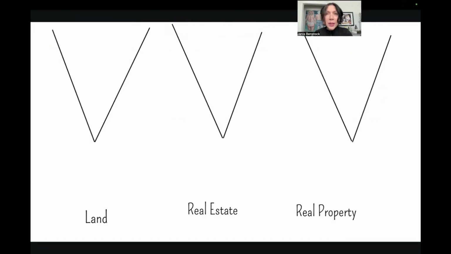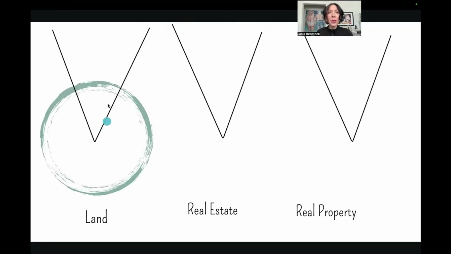Today, we're going to talk about land, real estate, and real property and what this actually means. Let's get into it. The real estate exam is going to test you on these three terms because they have distinct definitions when it comes to real estate. The first one is land. And when we talk about land, we're talking about the surface of the earth.